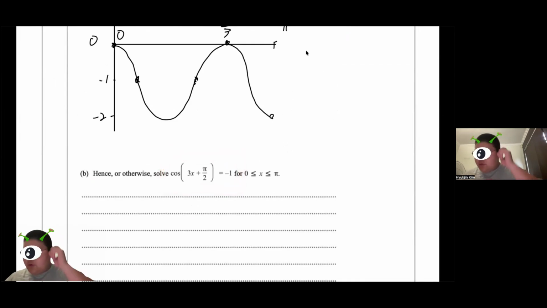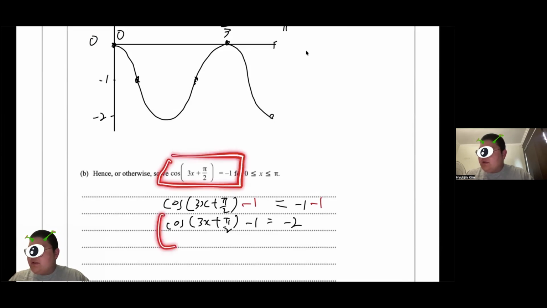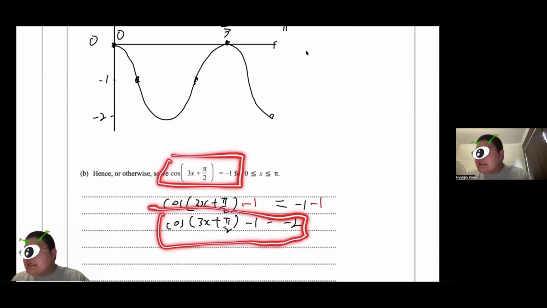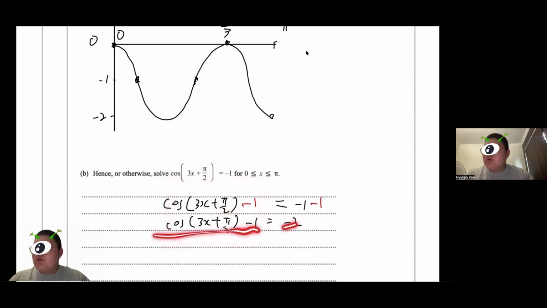Oh, you can go two ways about it. I have the graph of -1, but then there's already a -1, right? But I just need to do a -1 again. So what does that mean? I have cos of 3x plus pi on 2, minus 1, equals -2. This equation is equivalent to this. All I did was minus 1 on both sides, simply because I already have the graph of this guy. When does this graph touch -2? Well, what do I know?